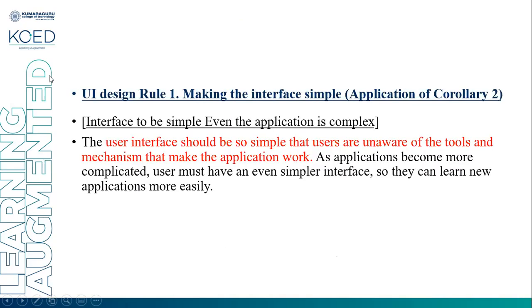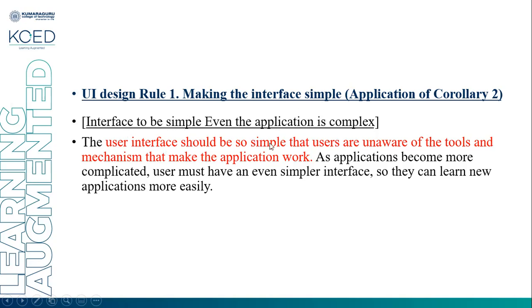So what are the design rules we are using? Use UI design rule 1, making the interface simple. Application of corollary 2, interface to be simple even if the application is complex. You may have a complex application, but the interface is very simple. It is a really challenging task to design a simple interface for such a complex system, but we have to do that.